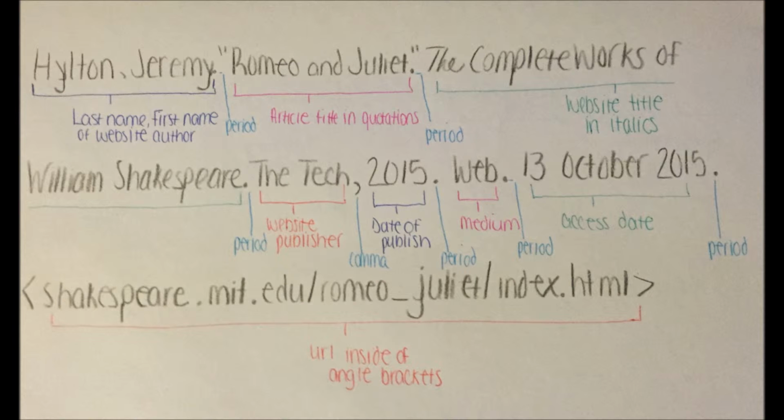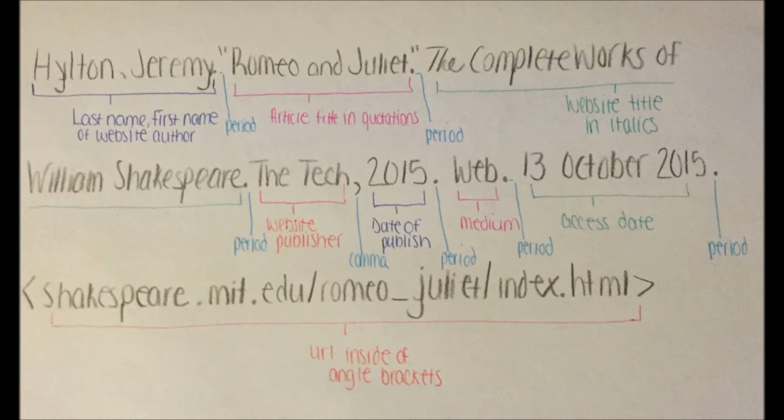You'll then need to include the website publisher, which can be found at the bottom of the web page generally. Then place a comma, then type the year of publish, followed by a period. This can be found with the publisher. You then need to say the medium in which your source is from. In this instance, if it is a website, you can simply say web and then a period.